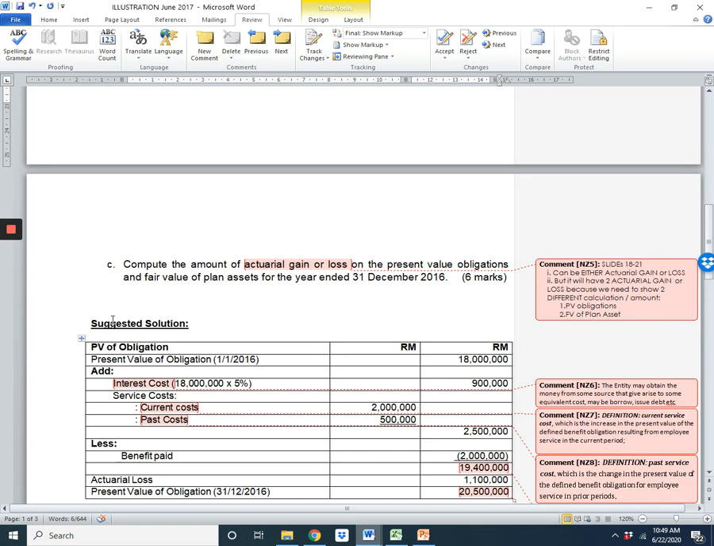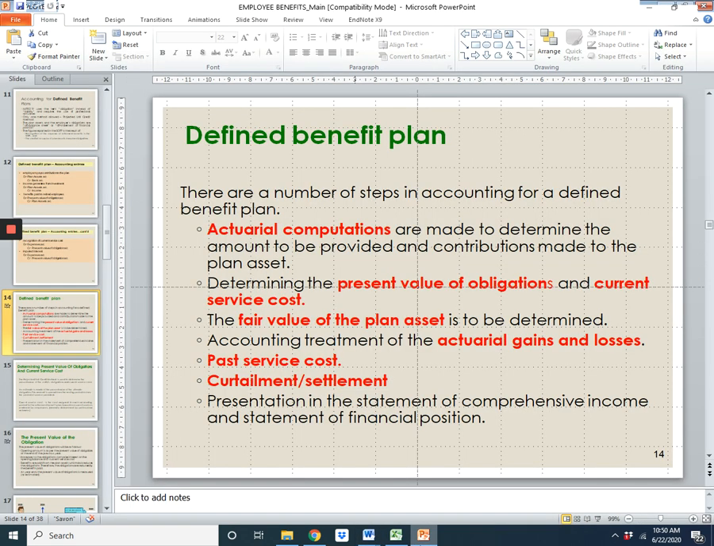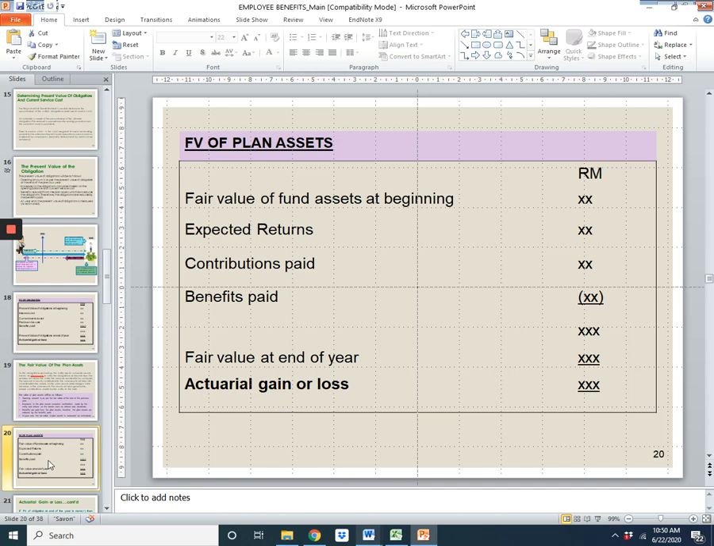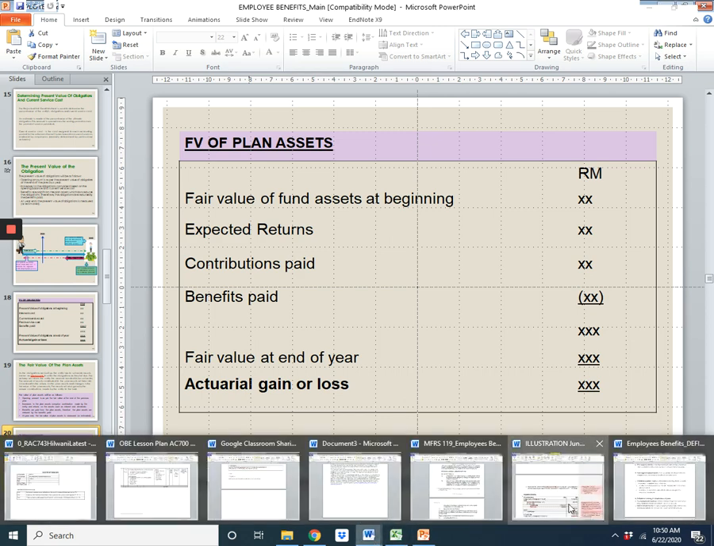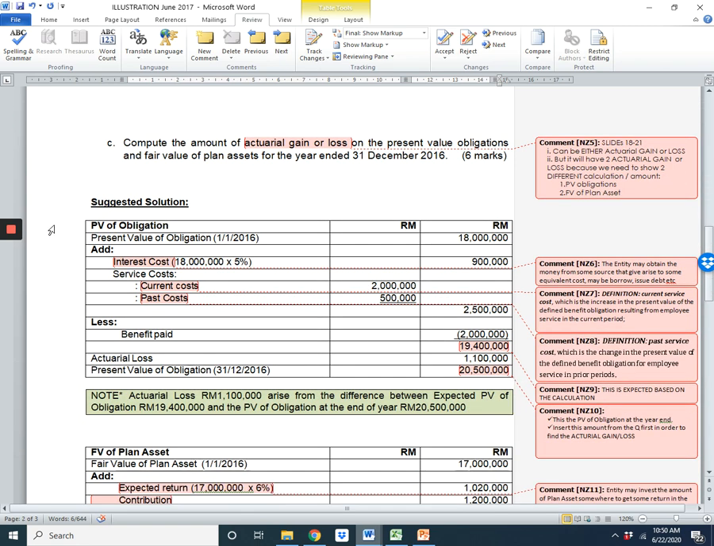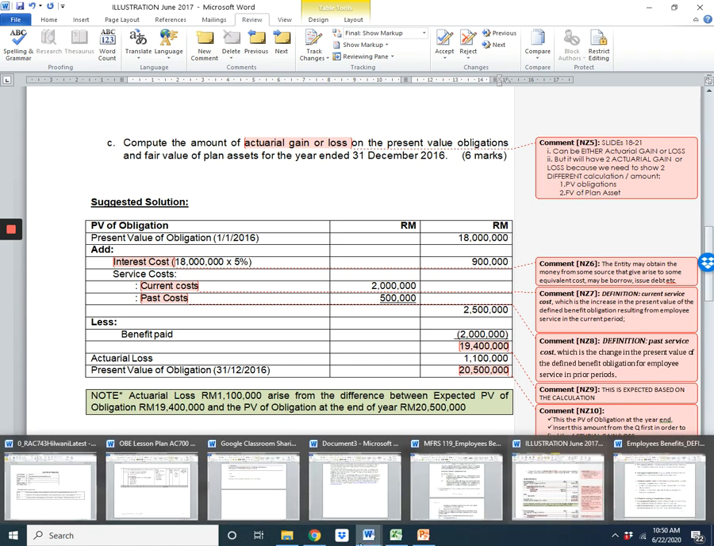Okay. Next, how do you calculate? The question asks you to compute the amount of actuarial gain or loss on the present obligation and fair value of plan asset for the year end. Yang ni macam yang kita tunjuk kat sini, ia adalah melibatkan dua pengiraan. PV obligation pun kena kira, FV plan asset pun kena kira. Daripada dua pengiraan ni, you akan dapat sama ada actuarial gain or actuarial loss. Okay. So, you boleh kira based on the question. You kira dulu PV of obligation. So, you tengok daripada soalan tu, present value.